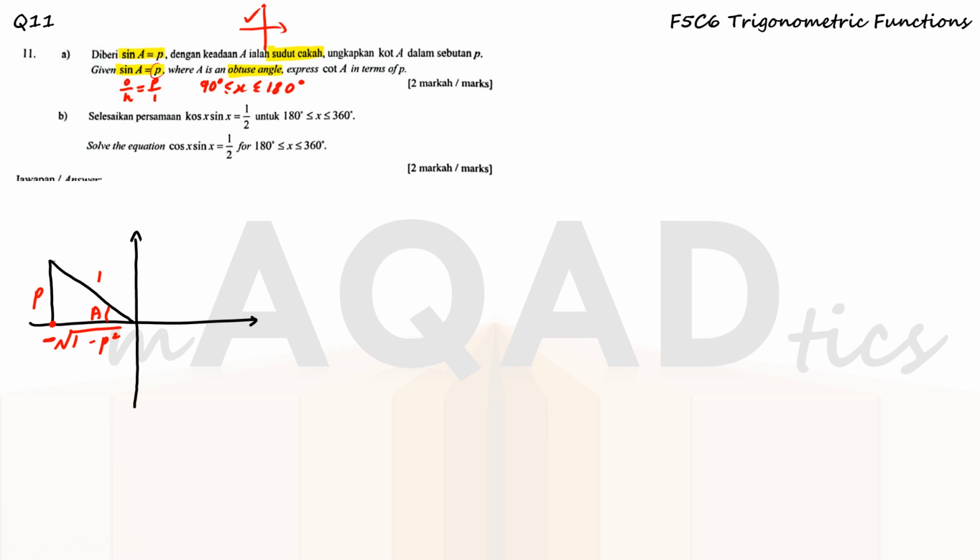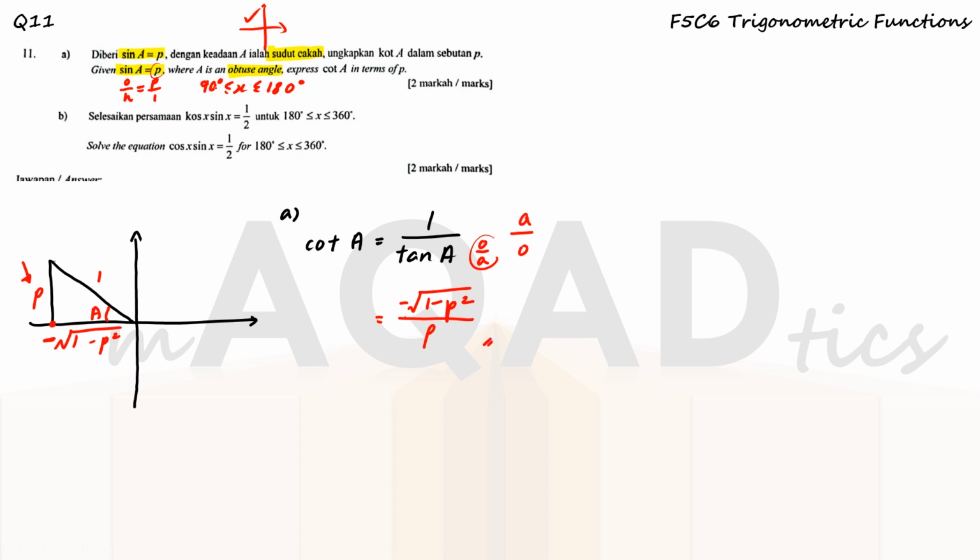Okay, so now cotangent A means 1 over tan A, and we know that tan A is opposite divided by adjacent, but this one is the inverse of tan A, so we can inverse this as well, which means A over O. So A here is the adjacent, so it's minus square root 1 minus P square divided by the opposite, which is P. Okay, so this will be our answer.